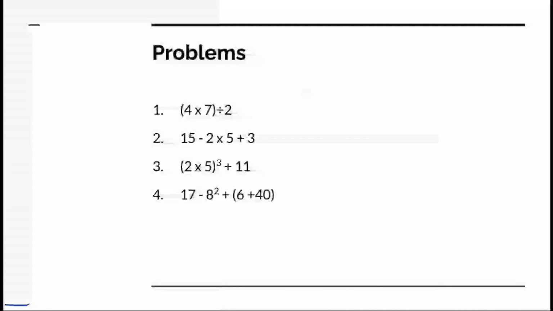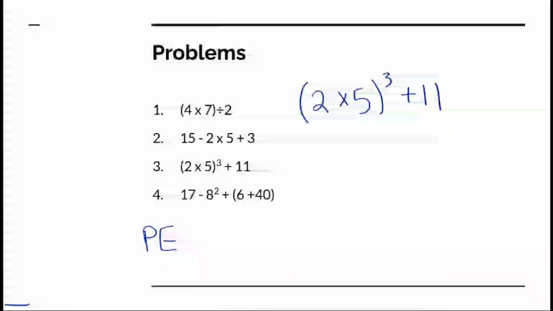Okay, number 3. We have 2 times 5 to the power of 3 plus 11, with the 2 times 5 in parentheses. Okay, parentheses, exponents, multiplication, division, addition, and subtraction. All right, let's talk about this. What's in parentheses? We have 2 times 5, which is 10. Okay, I really need to just drop those parentheses and just put 10 to the power of 3 plus 11. All right, next is exponents.